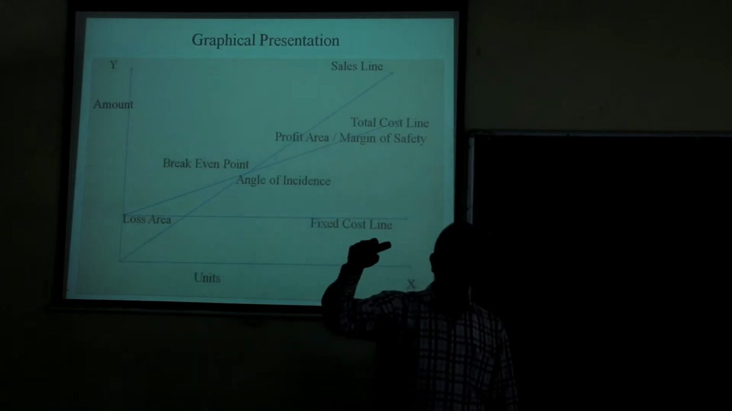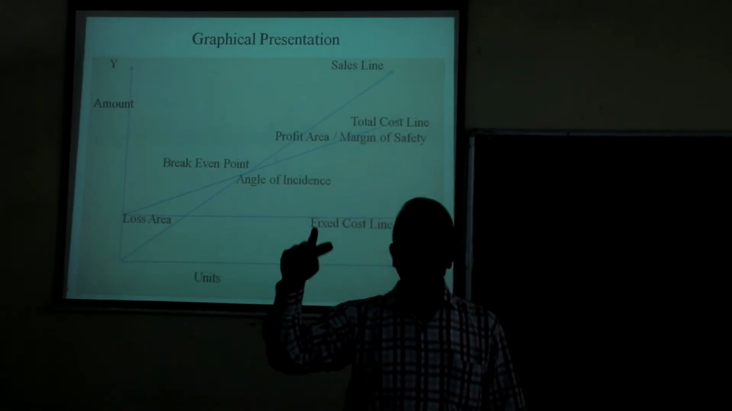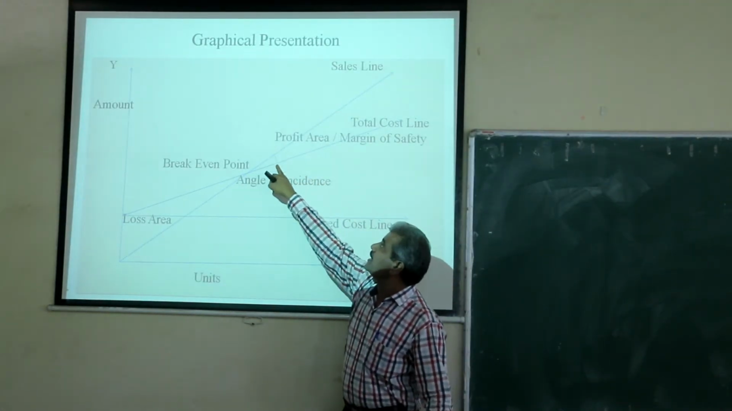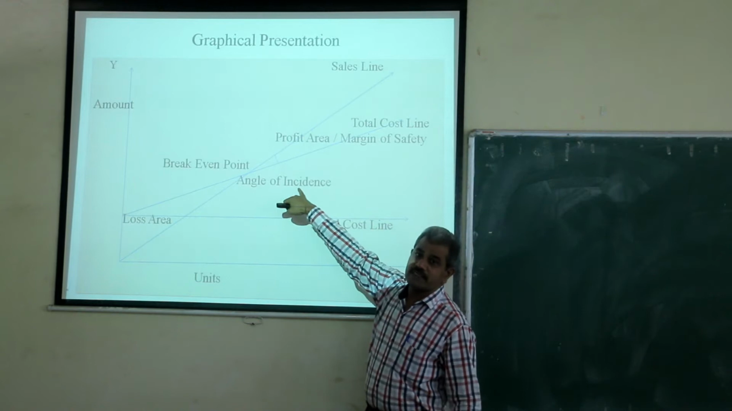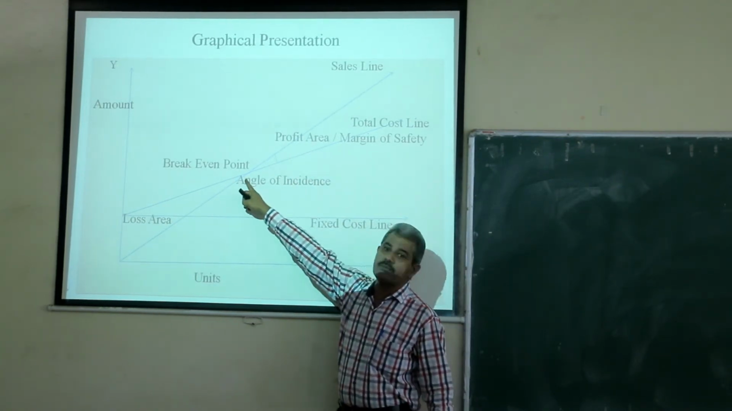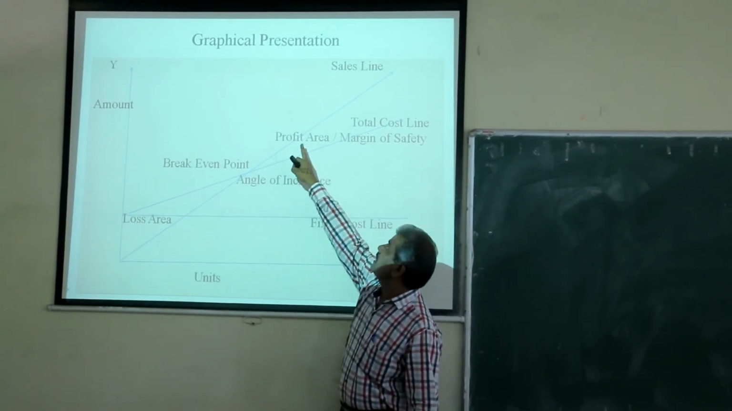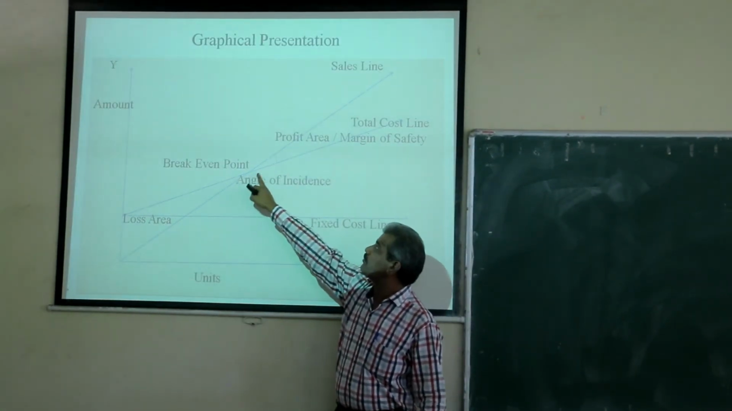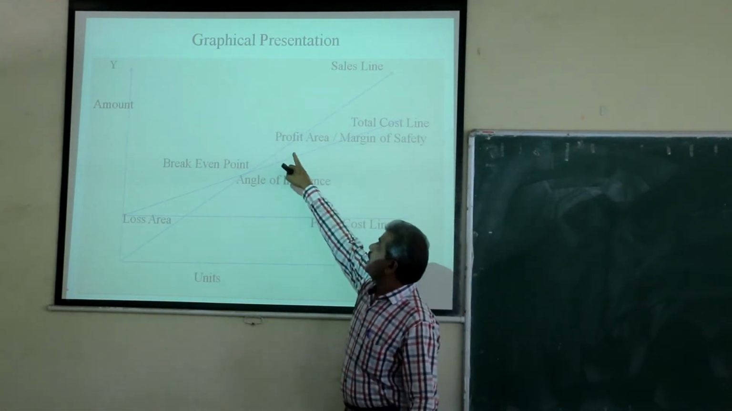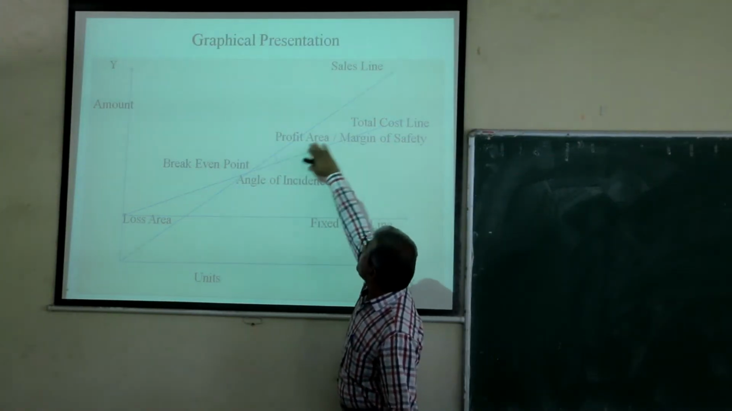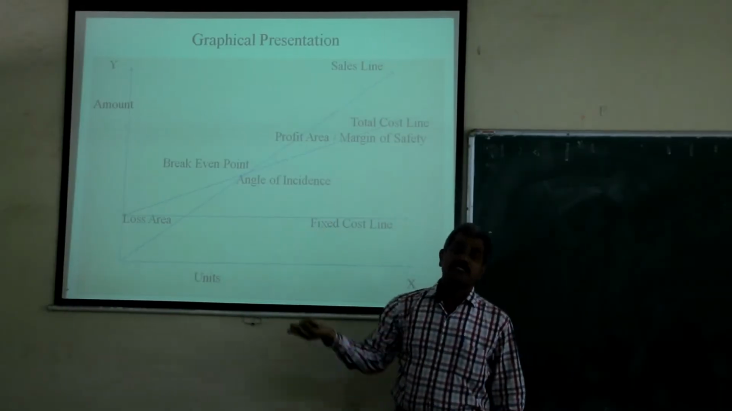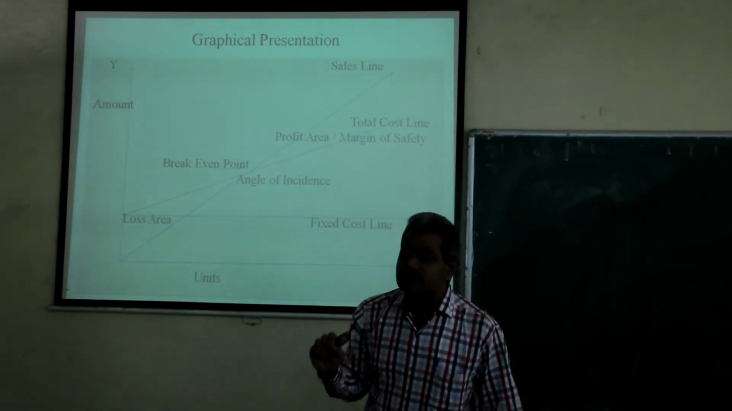The break-even point is the point where the total cost line intersects the total sales line, and the angle formed by the sales line and total cost line at the break-even point is called the angle of incidence. The area after the break-even point, between the sales line and total cost line, is the profit area. You can say it is the margin of safety.